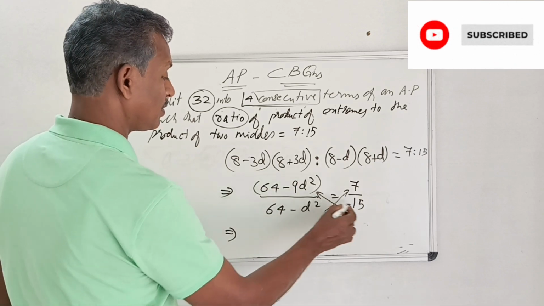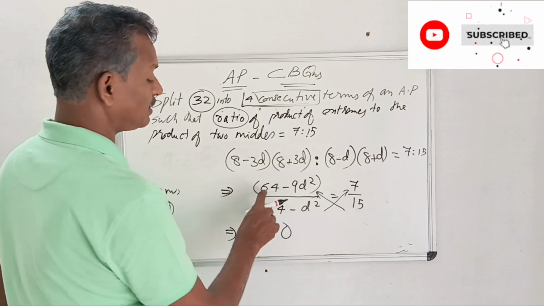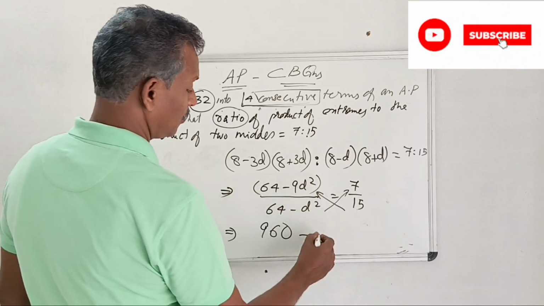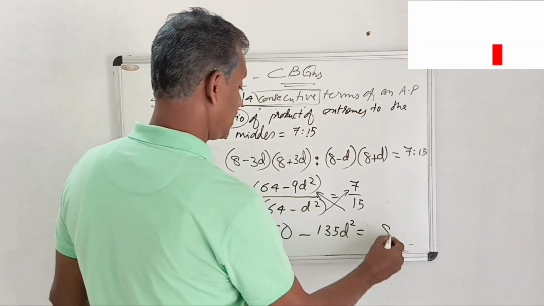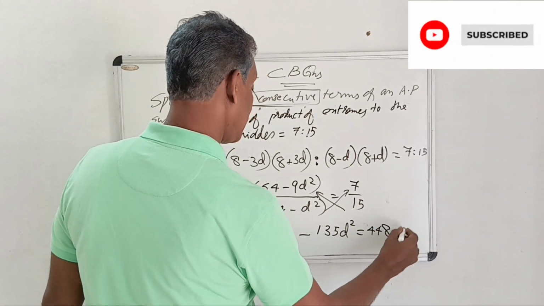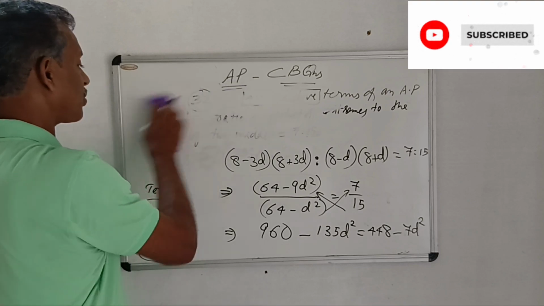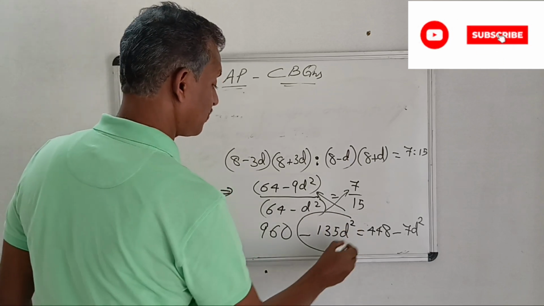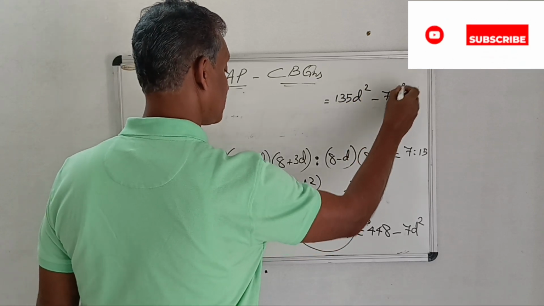Use brackets and multiply. 15 and 64 you have to multiply. 15 fours are 60 and 15 sixes are 90. 90 plus 6 is 960 minus 15 nines, 135 D square, is equal to, with 7 you have to multiply this. 7 fours are 28, 7 sixes are 42 plus 2, that is 448 minus 7 D square. Then take all the D's to one side and simplify for D. When you shift minus 135 D square to the right side, it will become plus 135 D square, and minus 7 D square is there. You will keep it like that.